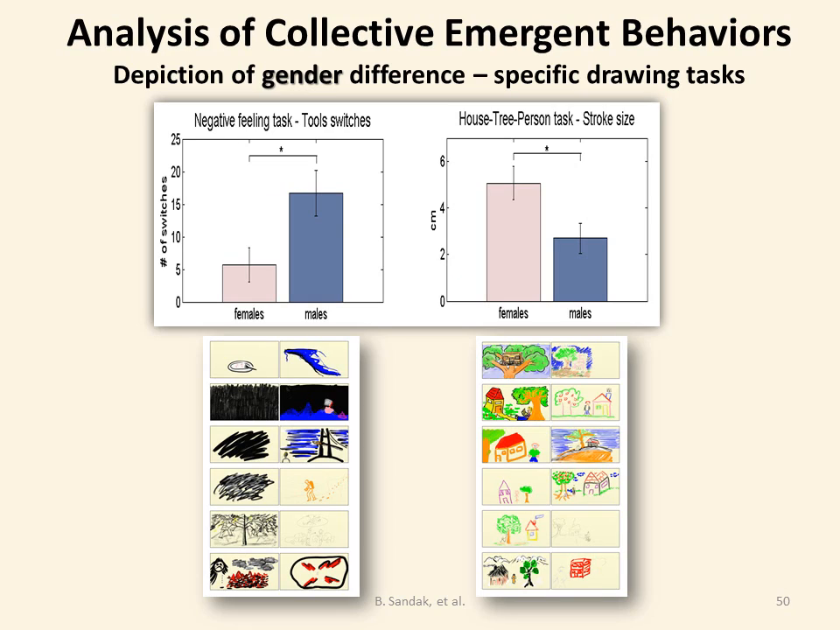0.0084. When analyzing specific drawing tasks, we obtained that in the negative feeling drawing task, for example, the males switched between tools 3 times more than the females, that is, 16.7 tool switches for males and 5.7 for females. This is consistent with the observation that females were busier drawing, since their velocity is almost 4-fold higher than males. In the house tree person study, the average stroke size, for example, was found to be also gender significant, with that of females being almost twice longer than males, 5.1 centimeters for the females versus 2.7 centimeters for the males.